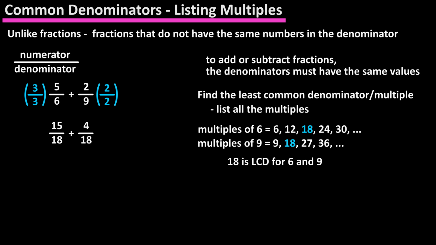equals 4. As a note, all we've done for both of these fractions is multiply each of them by 1. The first fraction by 3 over 3, and the second fraction by 2 over 2. And 3 over 3 and 2 over 2 are both equal to 1.